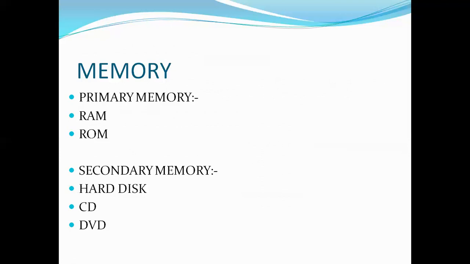So that's why to store our data for further use, we will use secondary memory. So what is secondary memory? Secondary memory is basically a magnetic memory, or it can be in the form of optical memory. It is used for long term storage, because we cannot store our data in primary memory. That's why we need the secondary memory to store our data.